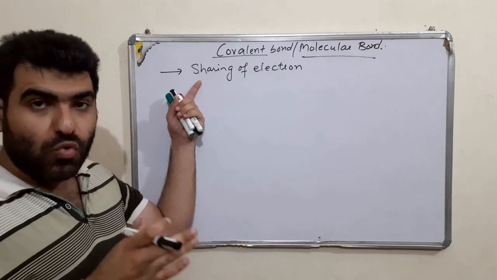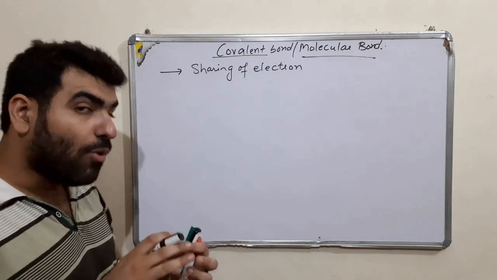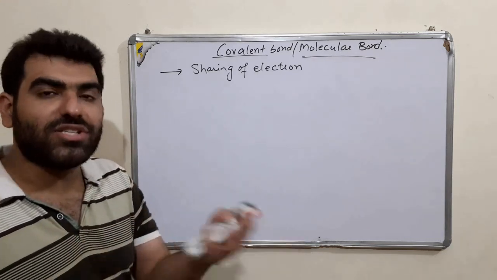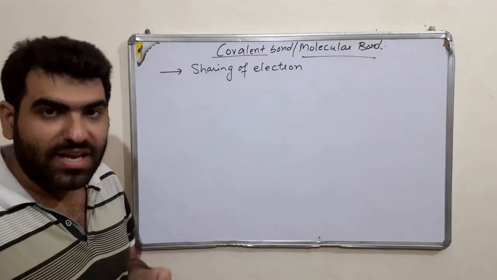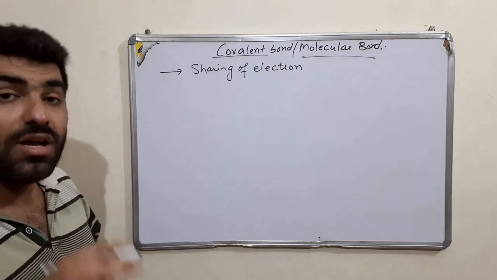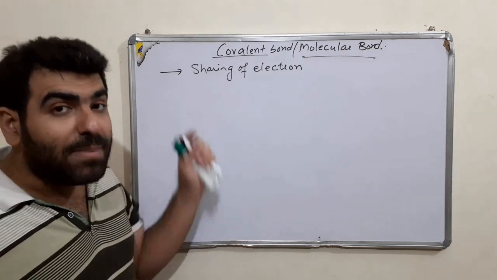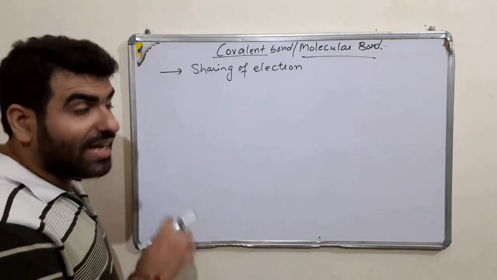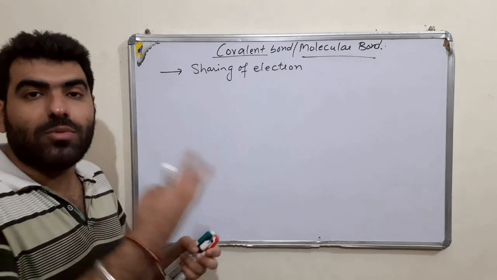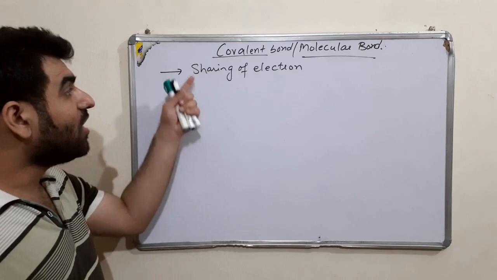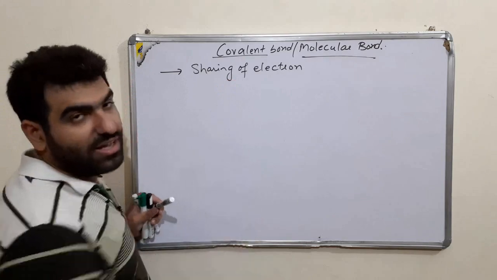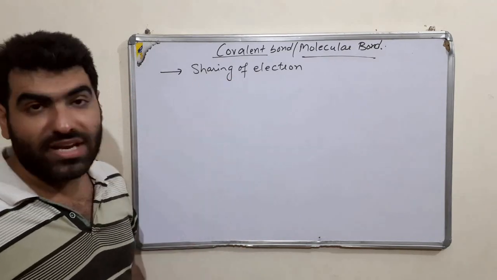If both of the two elements have high electron affinity, both have high ionization energy, and the electronegativity difference is very less, then they cannot transfer the electron. But in order to compensate for their instability, that is, they want to complete their duplet or octet, or they want to be as close as their noble gas is, instead of transferring, they compensate the stability by sharing of electron.